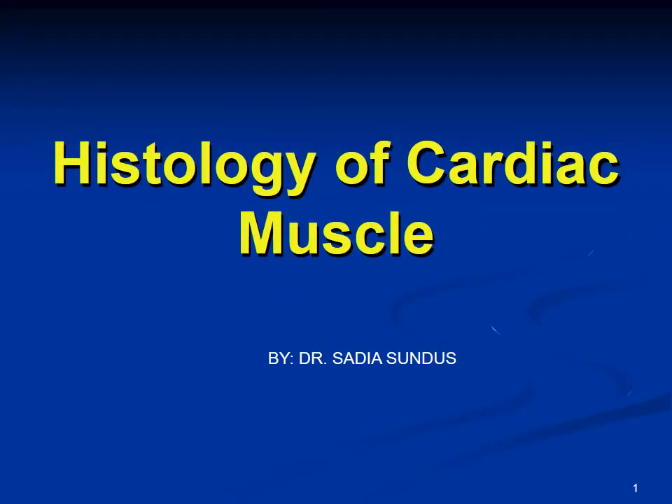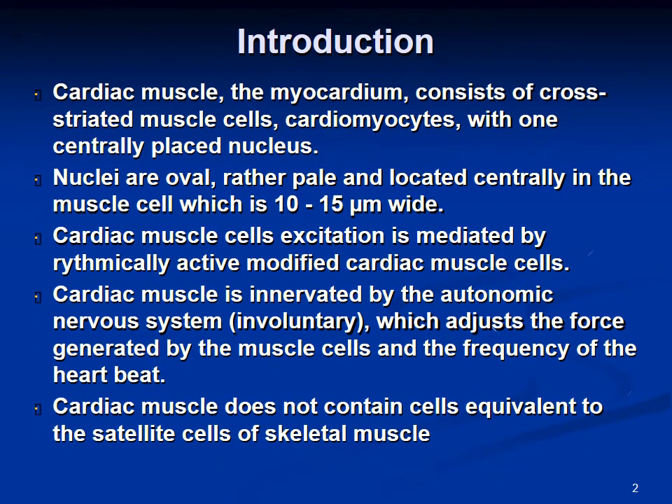The topic is histology of cardiac muscle. As we know, the cardiac muscle is an involuntary muscle. It is a striated muscle. Striation is due to the presence of actin and myosin filaments.